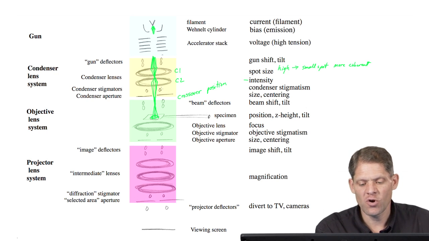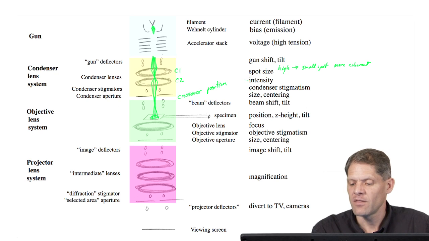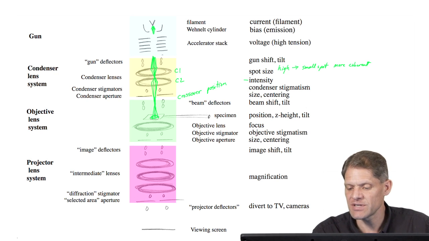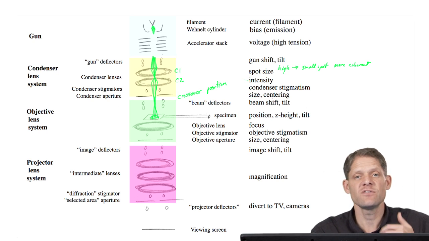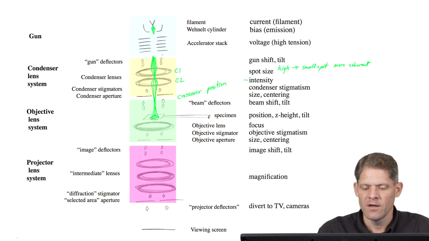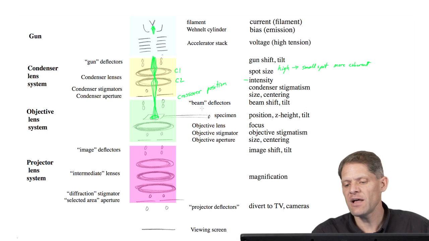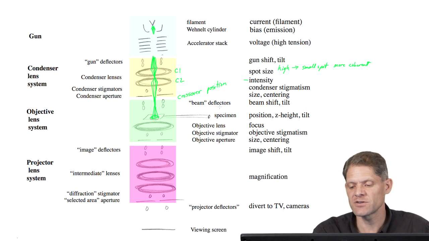Unsurprisingly, to control the stigmation of the condenser stigmator, that knob is called condenser stigmatism. Of the condenser aperture, you can control the size of that aperture, and you have to center it before you can take good pictures. Next, we come to the beam deflectors. And in analogy to gun shift and tilt, here the knobs that control the currents in the beam deflectors are called beam shift and tilt.